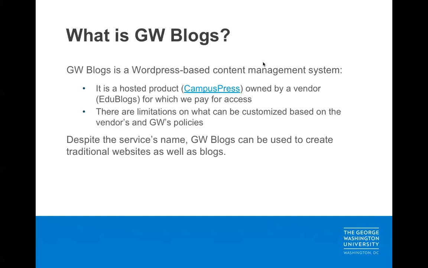Campus Press is a hosted product, and it's owned by a vendor called EduBlogs, and we basically pay for access. So because of that, there are limitations on what can be customized, and these limitations are based not only on the vendor, EduBlogs, but also on GW's own policies. We need to make sure that even though the system might be able to do 1,001 things, if 900 of them violate our policies, we can't obviously allow you guys to be able to do those things.